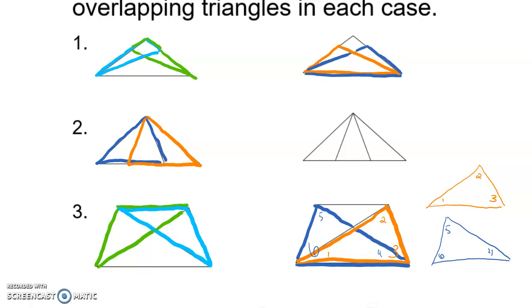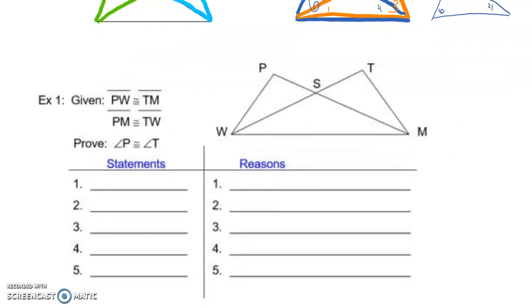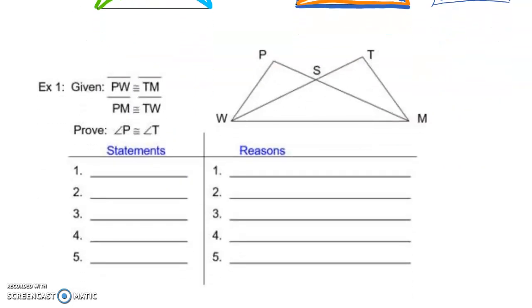All right, so now let's move on to a proof with overlapping triangles. And again, in this case, we can see our overlapping triangles are triangle PWM and triangle TMW, even though we have these two triangles here plus this triangle inside here. The overlapping ones, again, if it's helpful for you, it doesn't hurt to try to separate it out.